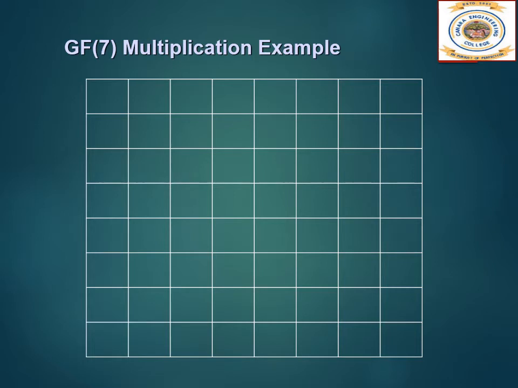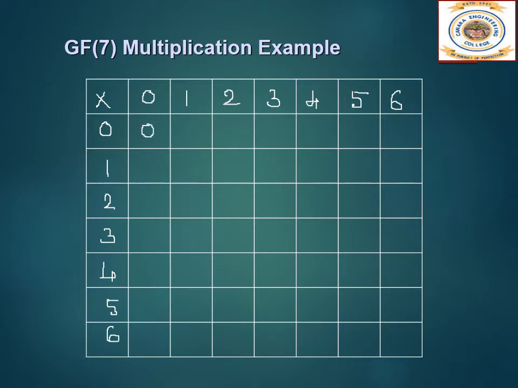Let us take a multiplication example in the field GF(7). So let me take this multiplication table and let me write what are the elements. In the field GF(7), the elements are from 0 to 6. So let me write it as 0, 1, 2, 3, 4, 5 and 6. I'll write the same elements in the column as well. Now let us do the table entries while multiplying.